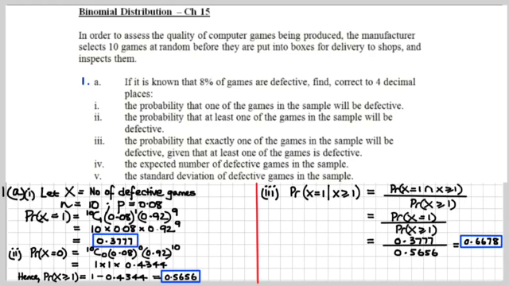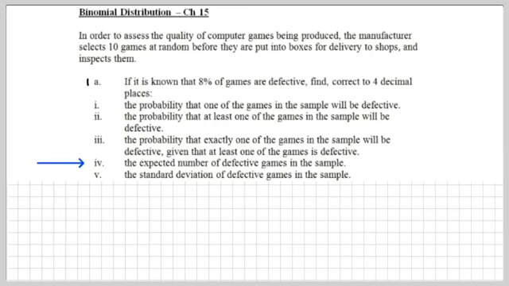Now, let's move on. Part 4, the expected number of defective games in the sample. Well, that just means the mean or the average for a binomial distribution, and you know the formula for that, don't you? I hope so. It's np. n is 10, p is 0.08, and therefore we get 0.8. Okay, that's the expected number of defective games in the sample of 10.